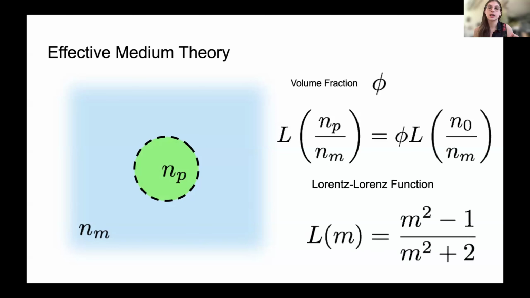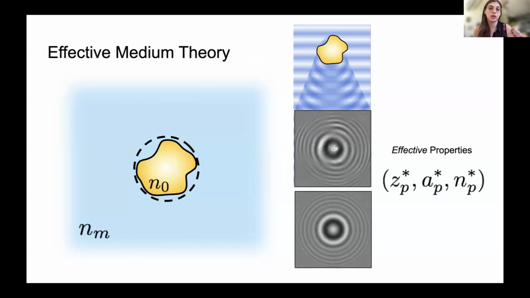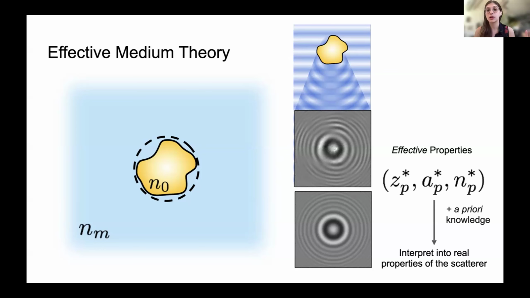Then we can relate the real properties of the scatterer to these effective sphere properties using this function, which is called the Lorentz function. Okay? Just to recap how this works, we have this asymmetric object, which produces an asymmetric hologram. Then we just fit it to the Lorenz-Mie theory for spheres as if it were a sphere, and we obtain these effective sphere properties: its axial position, radius, and refractive index. And then if we know something a priori about the object that scattered the light, then we can interpret these effective properties into real properties about the scatterer.